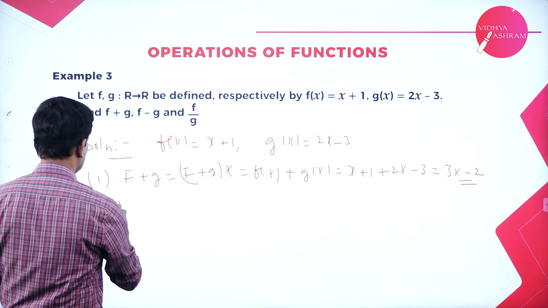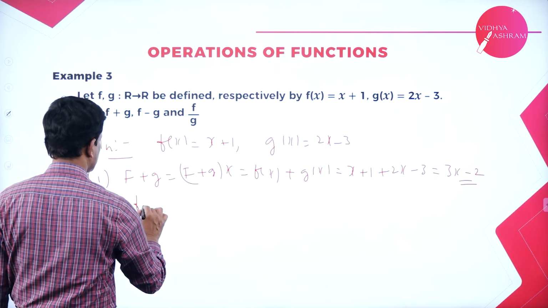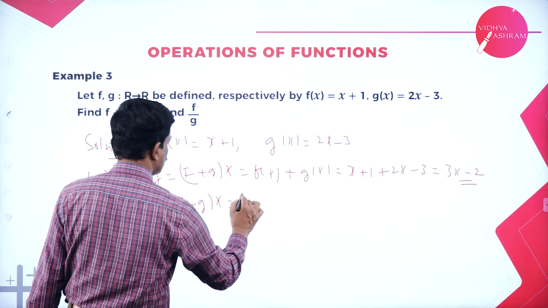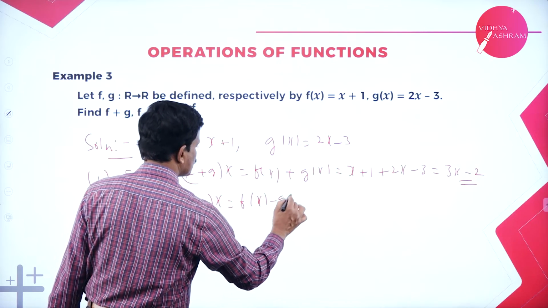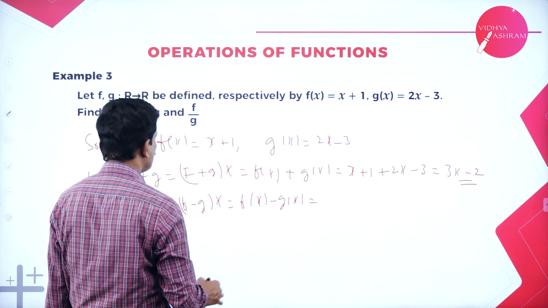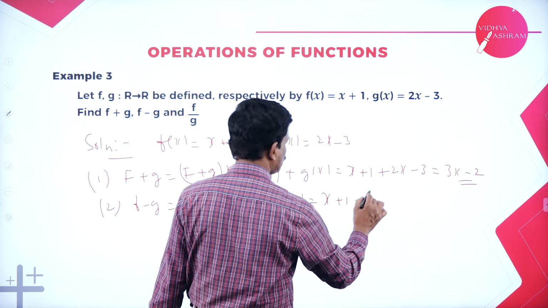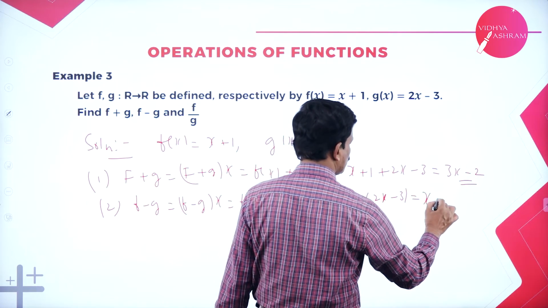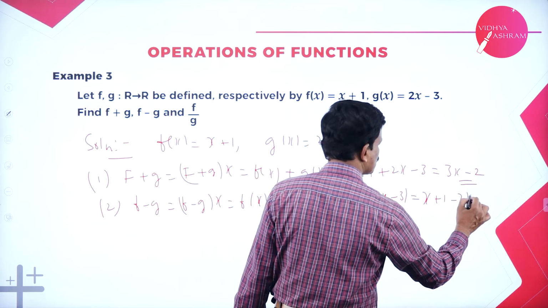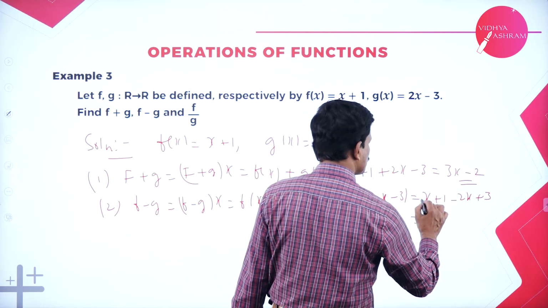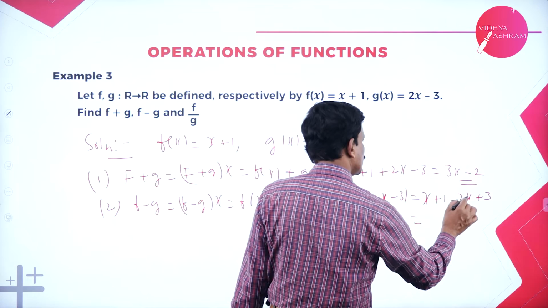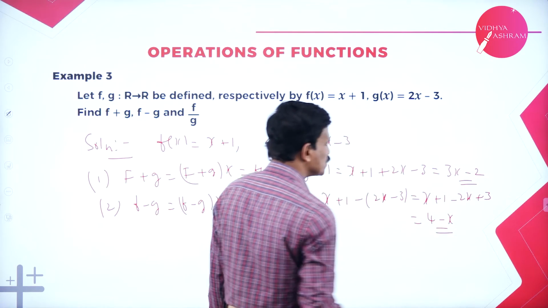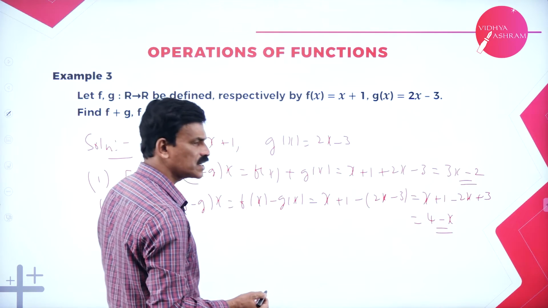Now the second one. f minus g, that is nothing but f minus g of x, that is equal to f of x minus g of x. What is f of x? x plus 1 minus g of x, which is 2x minus 3. Simplify this: multiply by the negative sign, minus 2x, minus into minus gives plus 3. So here you are going to get 1 plus 3 is 4, and x minus 2x is minus x. So 4 minus x.